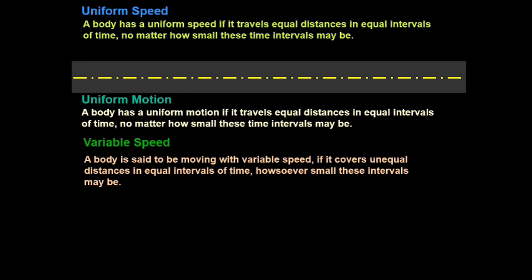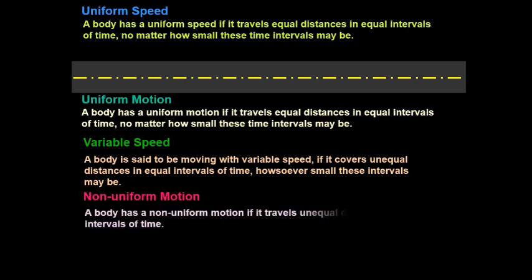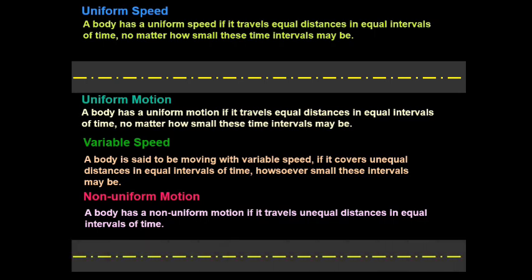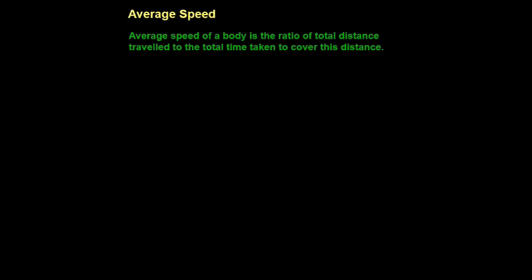Variable speed. A body is said to be moving at variable speed if it covers unequal distances in equal intervals of time, however small this time interval may be. Non-uniform motion. A body has a non-uniform motion if it travels unequal distances in equal intervals of time. The distance changes only, while the time axis remains the same. One example of non-uniform motion is a car driving, starting, stopping, accelerating. These are non-uniform motion.